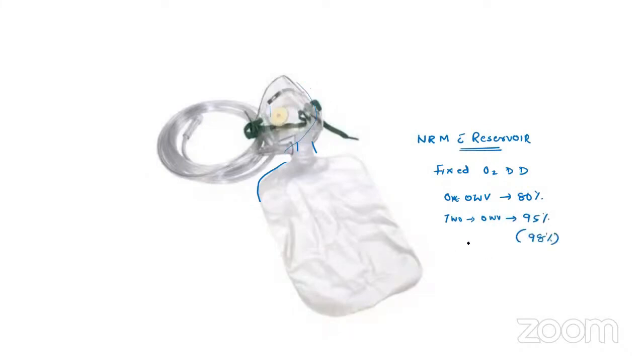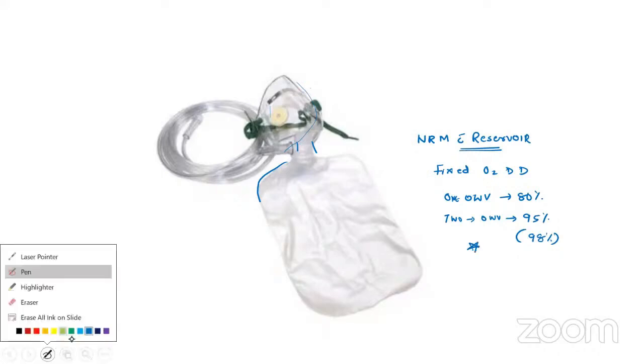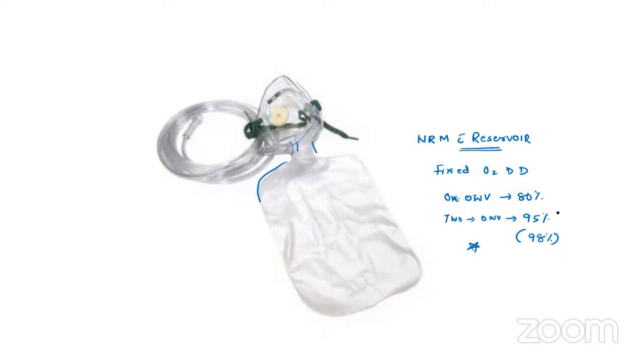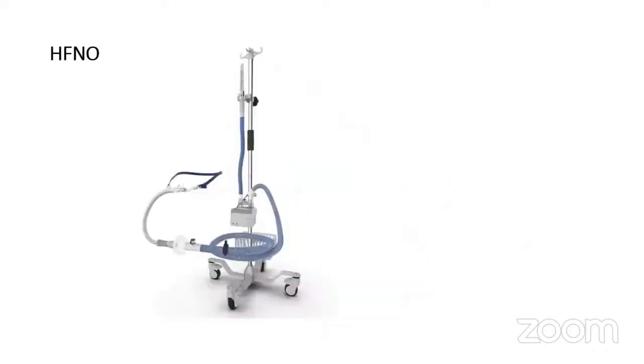So this is a very common question. Please remember this. The commonest question they ask is, what is the highest percentage of NRBM with reservoir? And they ask you to identify the photograph. Okay, that's it. Now this was last year, no, 2 years back. That was probably a 2021 question.